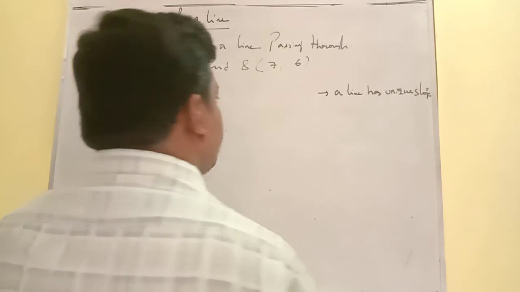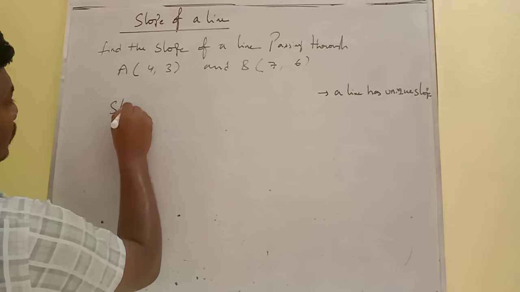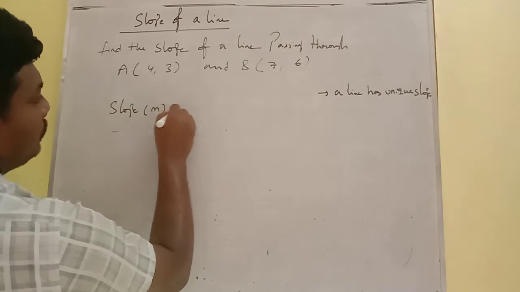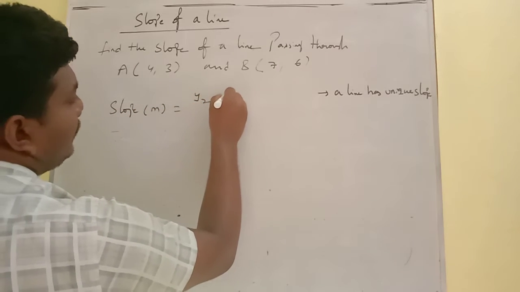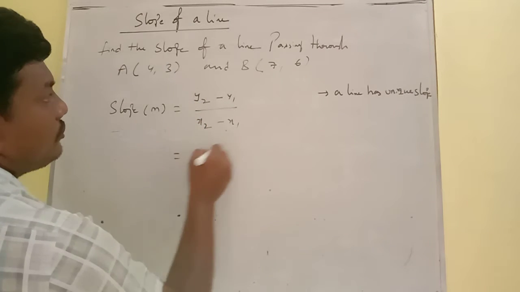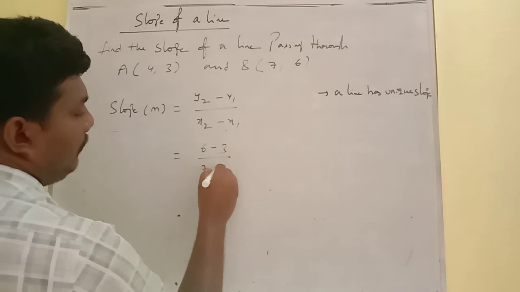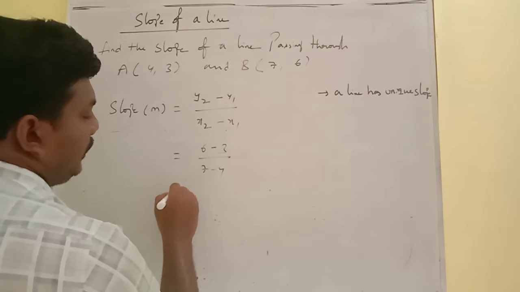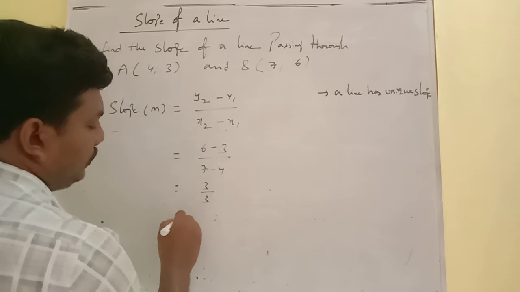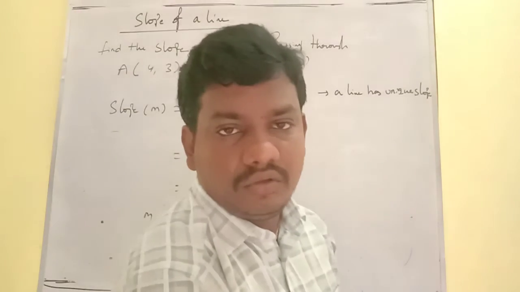Now, how to find the slope? The slope m is equal to (y2 minus y1) by (x2 minus x1). That is (6 minus 3) by (7 minus 4), which is 3 by 3. So the answer is 1. The slope is equal to 1.